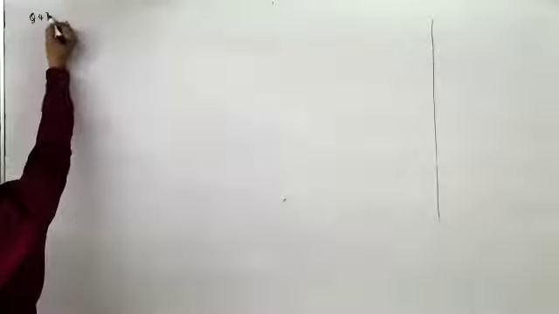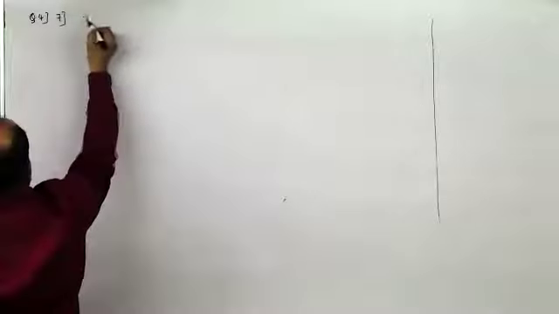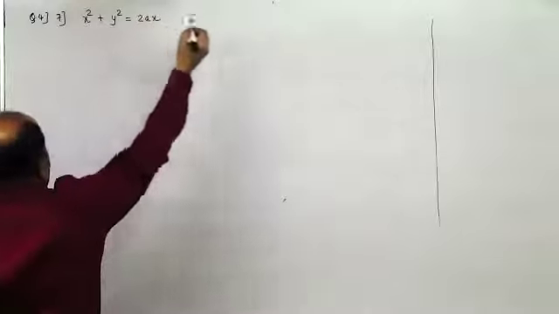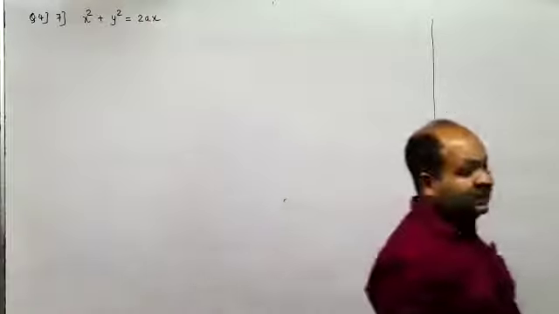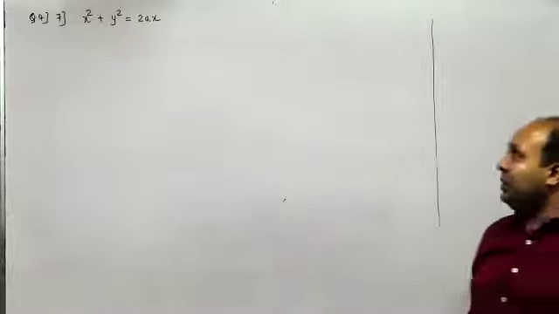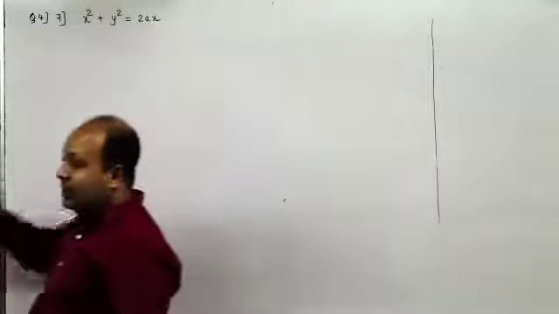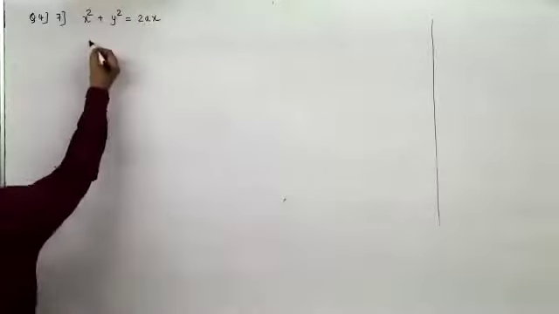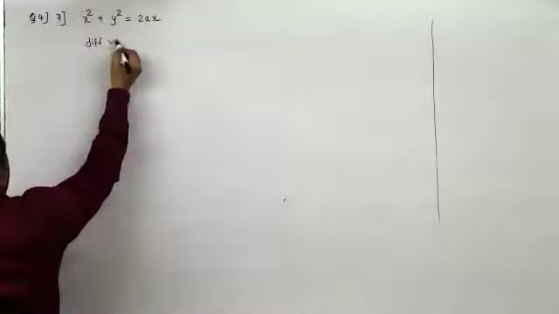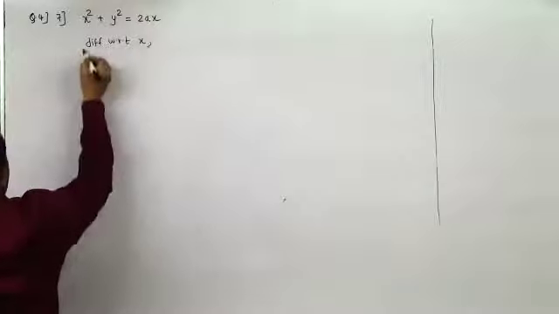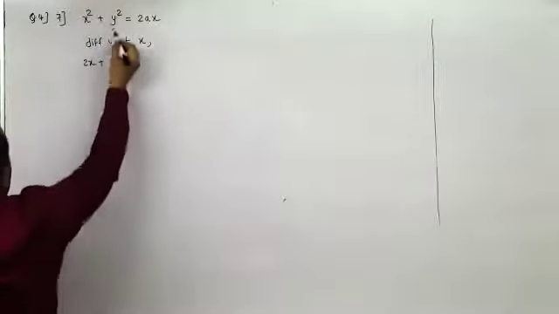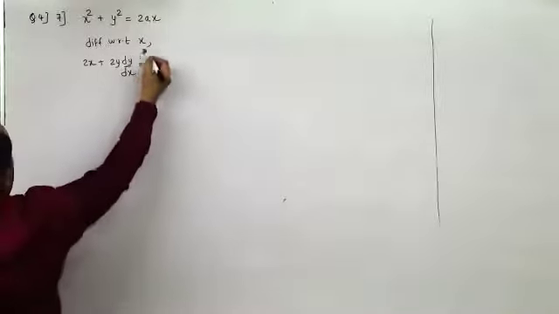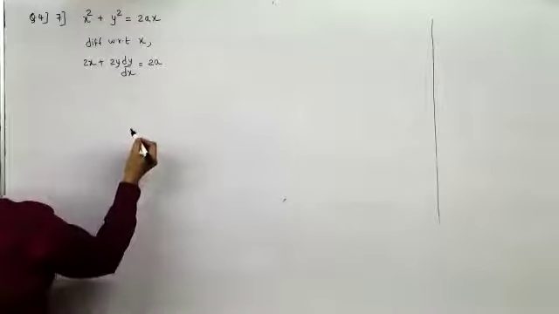Question number 4, the seventh part. x square plus y square equal to 2ax, and you have only one constant here, that is a. How do you solve it? You'll have to differentiate only once because there's only one constant here. When you differentiate for the first time, you get derivative of x square is 2x. When you differentiate y square, you get 2y into dy by dx. Here you will get 2a into derivative of x, that is 1.